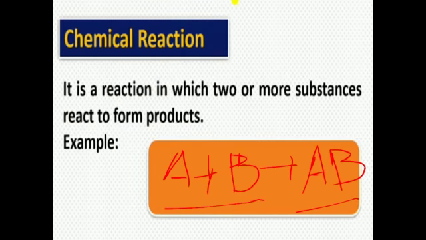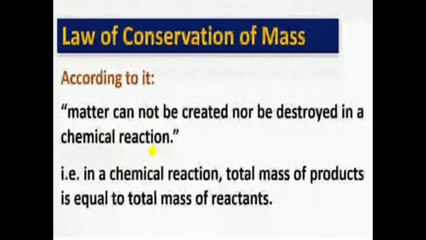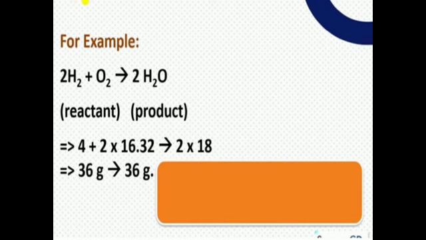As I told you, A plus B is the reactant. So the total mass of reactants, that is both the reactants, will be equal to the total mass of the product, that is AB. Though their forms are changing, they are reacting and giving us the result, their mass will be the same. Let's understand this with the help of an example.